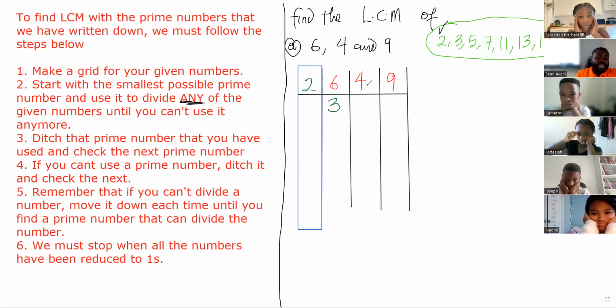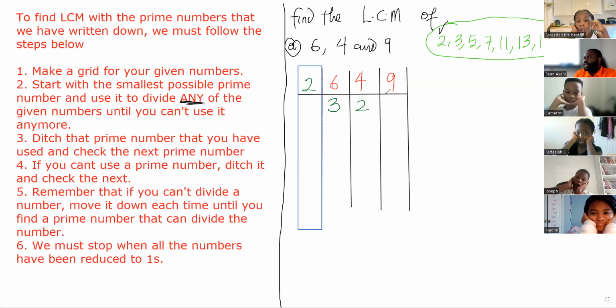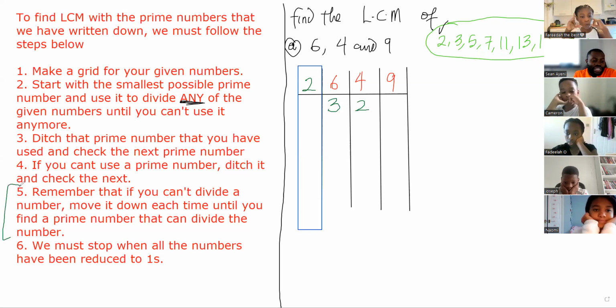4 divided by 2, Joseph, is what? Do your 2 times table. 2. And then 9 divided by 2. Is that possible without a remainder? No. Now let's go to step 5.